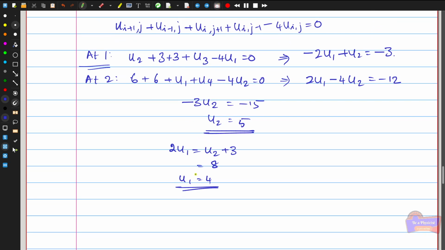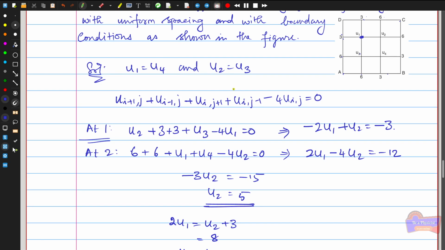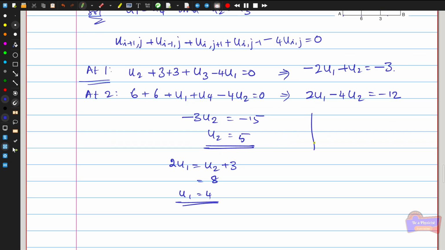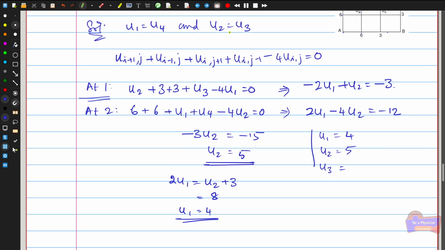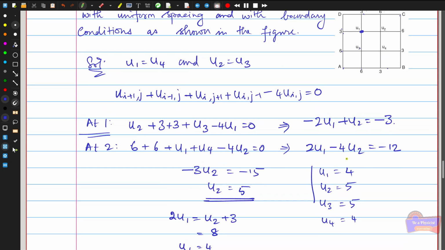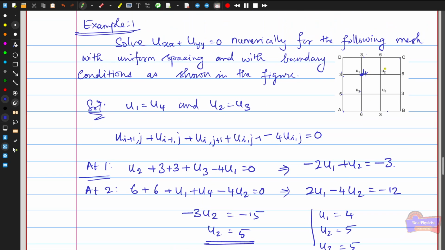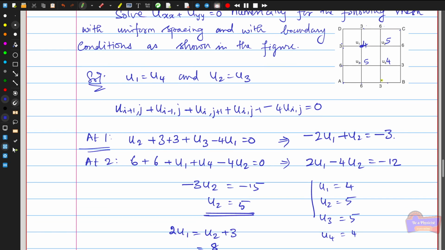Then you can substitute the same values into u3 and u4. So the values are u1 equal to 4, u2 equal to 5, and since u2 is equal to u3, u3 is also 5, and u4 is 4. If you substitute all these values here, this is 4, this is 5, this is 5, and this is 4. Now you can again look at the symmetry property, and it is actually perfectly symmetric. Now you can find the solution of these points u1, u2, u3, u4 using this mesh and boundary values.